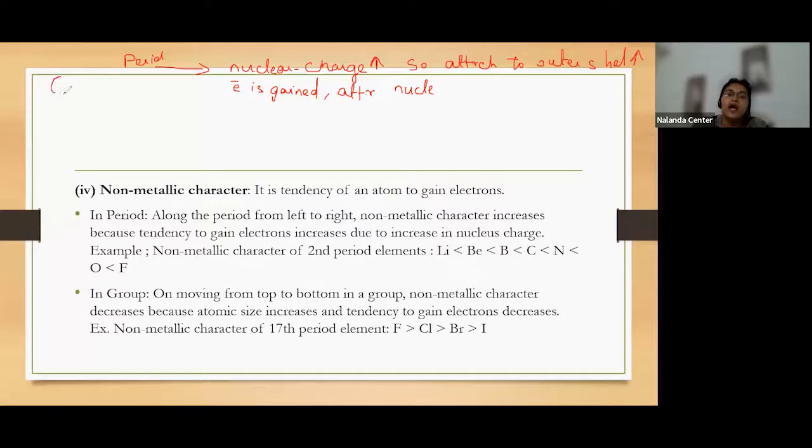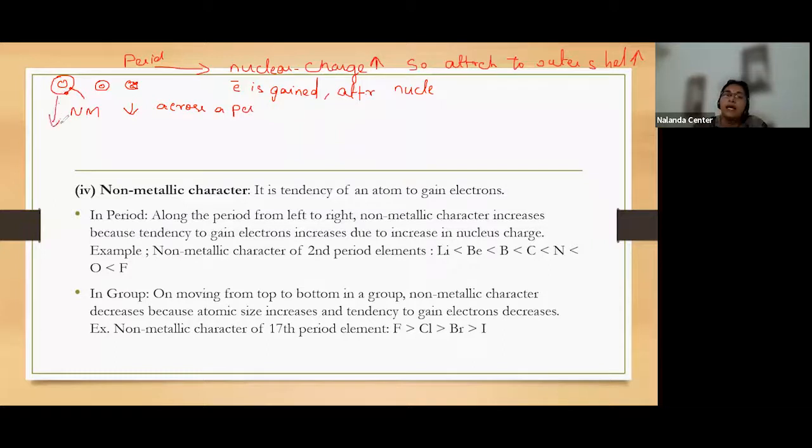So now what is going to happen across a period? If you see, this is across a period. See, this particular shell is being really attracted by the nucleus. Even if another electron comes, that is going to be attracted very strongly. But for this particular guy, if another electron comes, that is not going to be attracted because the size is already very huge. So the non-metallic property is going to decrease across a period. All right.